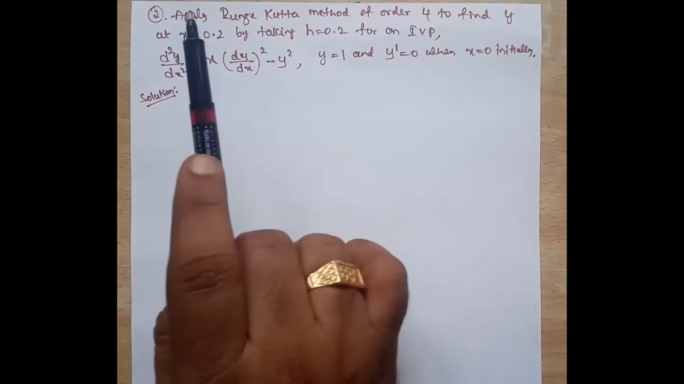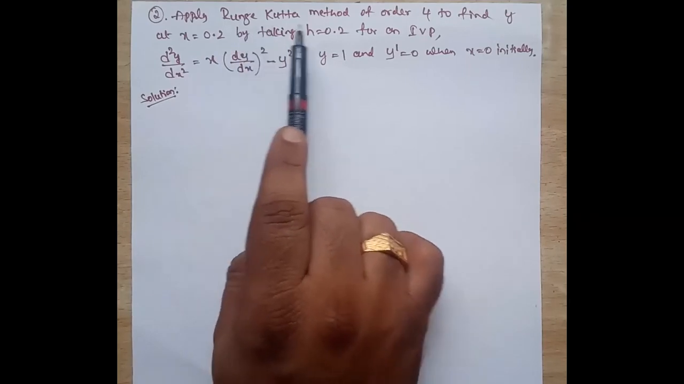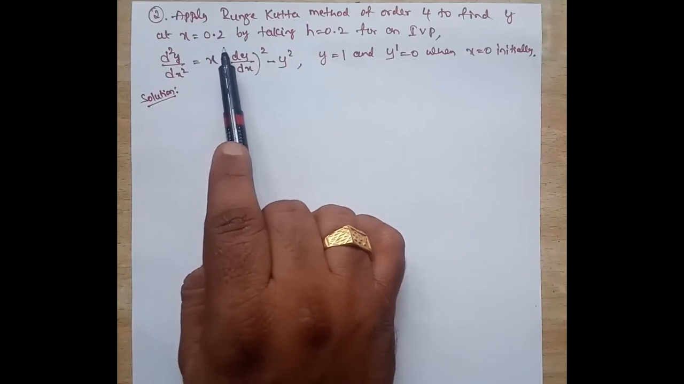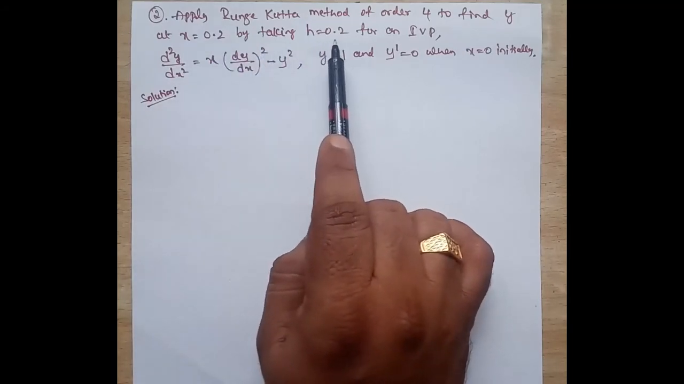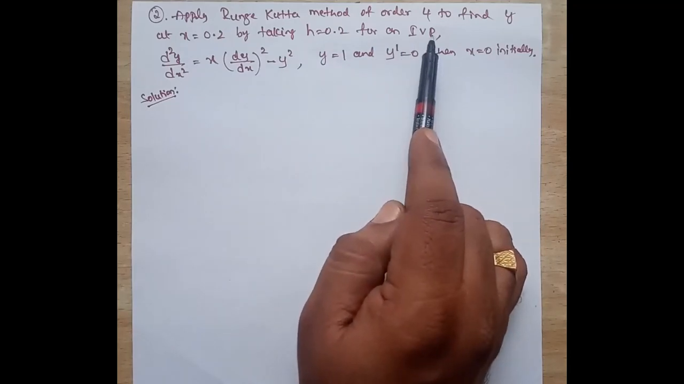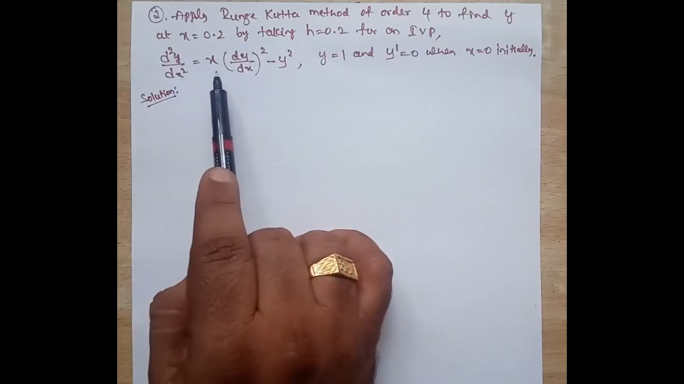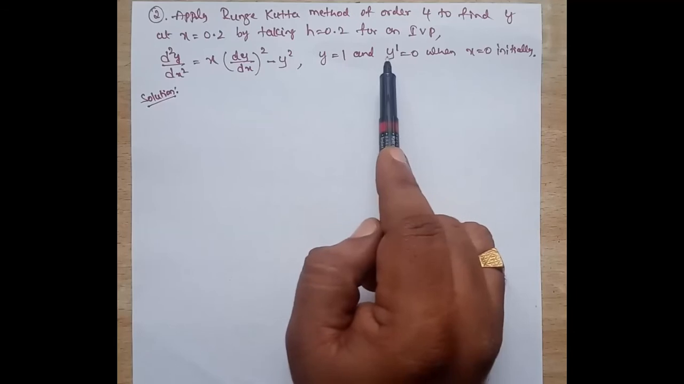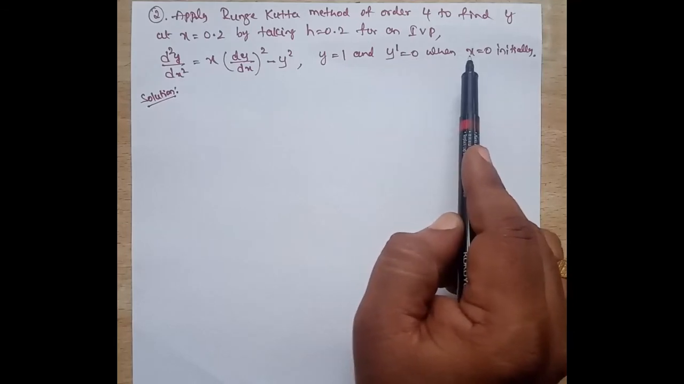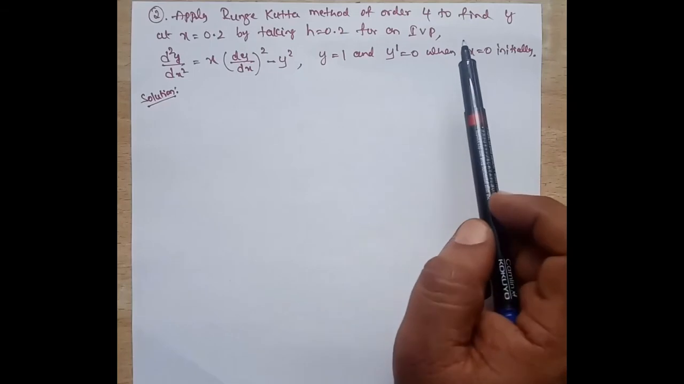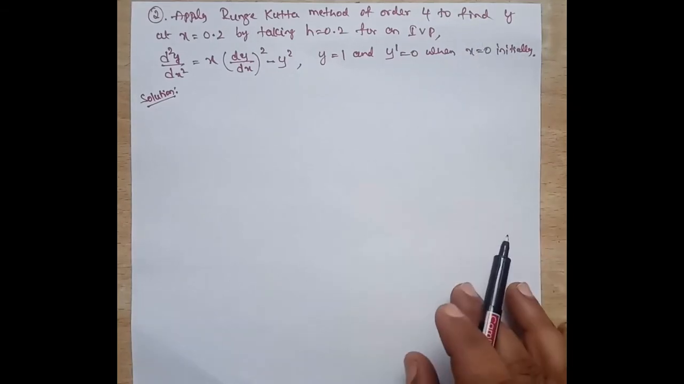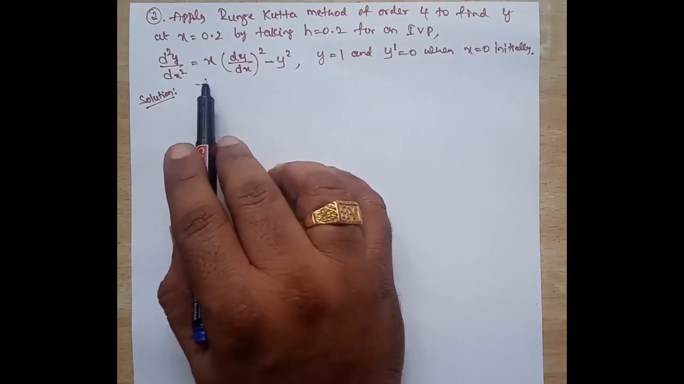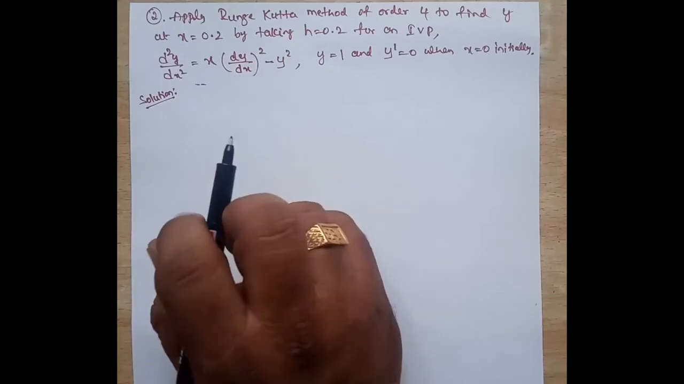Second problem. Apply Runge-Kutta method of order 4 to find y at x is equal to 0.2 by taking step length h is equal to 0.2 for the initial value problem d square y by dx square is equal to x into (dy by dx) whole square minus y square, y is equal to 1 and y dash is equal to 0 when x equals 0 initially. These are the initial conditions. So it is the same as the last problem. A second order differential equation is given. We have to solve it using the fourth order Runge-Kutta method.